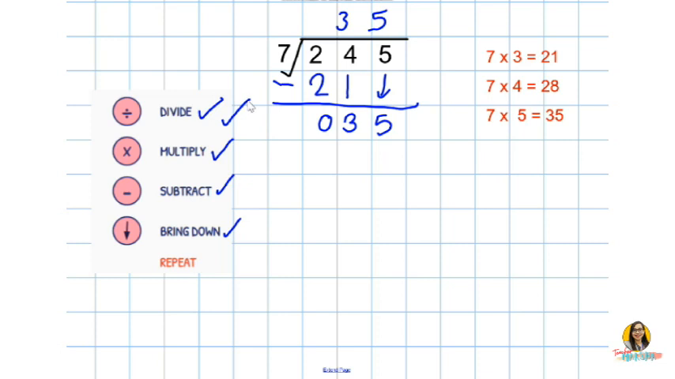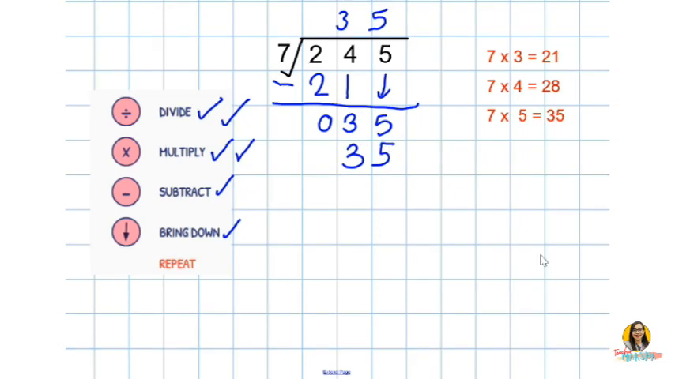So we're done with the first step again. We move on to the next step, which is multiply. So 5 times 7, that is 35. We write the answer here underneath 35. Done with that step. Now the next step is to subtract. So 35 minus 35. 5 minus 5 is 0 and 3 minus 3 is 0. And we don't have any more numbers to bring down. So that's it. Our quotient is 35.